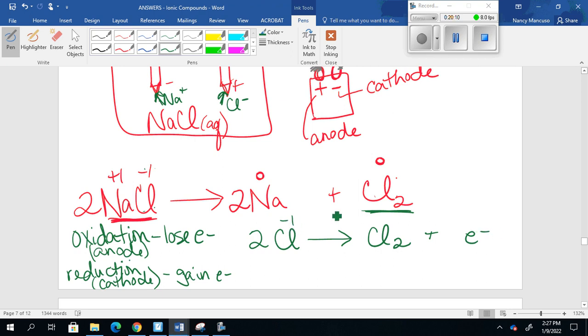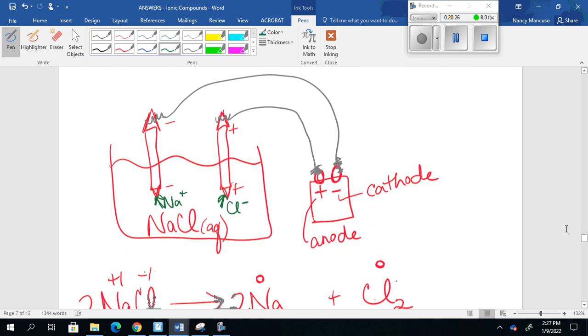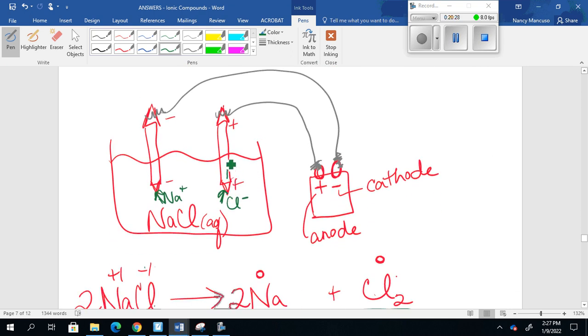If this goes from a -1 down to a 0, that's a change of 1. And I have 2 chlorines doing it, so 2 times a change of 1, that's 2 electrons they would lose. Each Cl right here that goes to this is going to lose an electron through the wire. So electrons, and I'm going to have 2 of these, which means electrons are going to go through here.